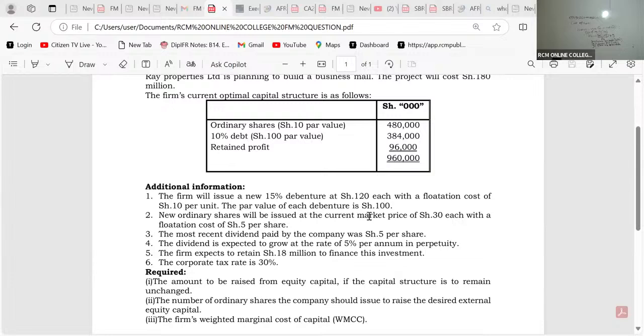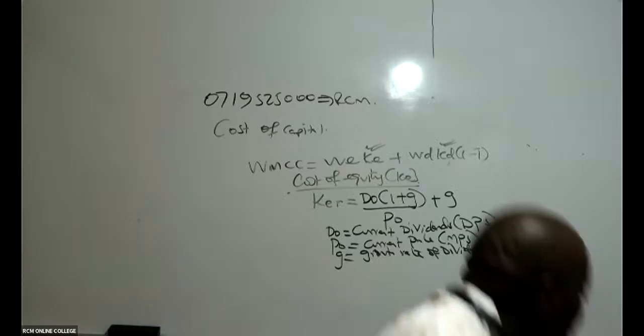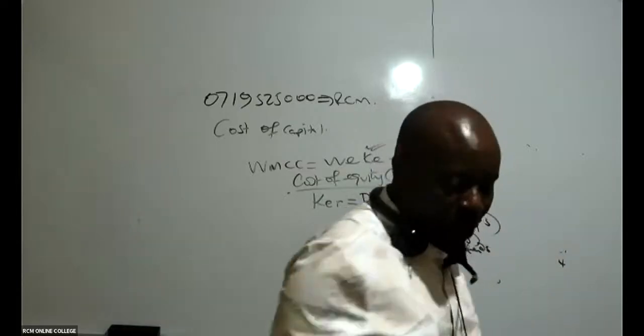That is 30, PO. And then you can see here, the most recent dividend paid, most recent means today, means now, O. The most recent dividend, which is our DO, will be 5. And this dividend will be growing at 5%. So now I have everything to ensure that I get what here? I get cost of equity, retained earnings.